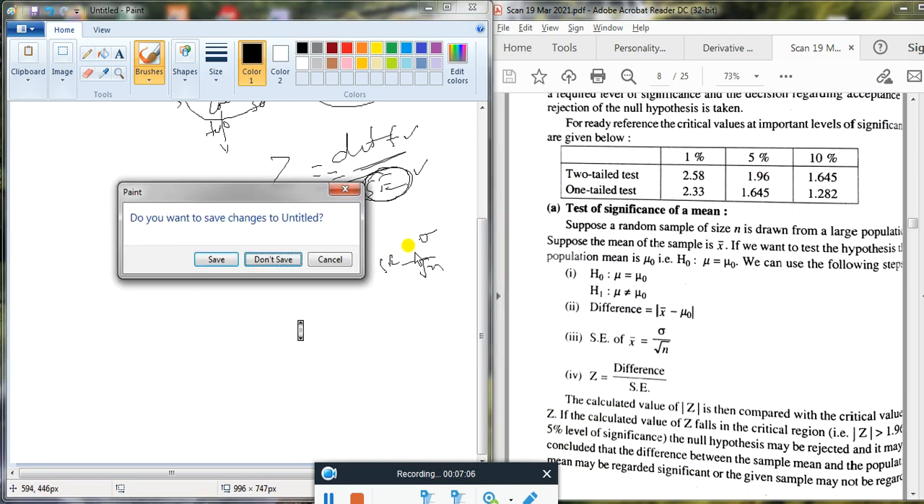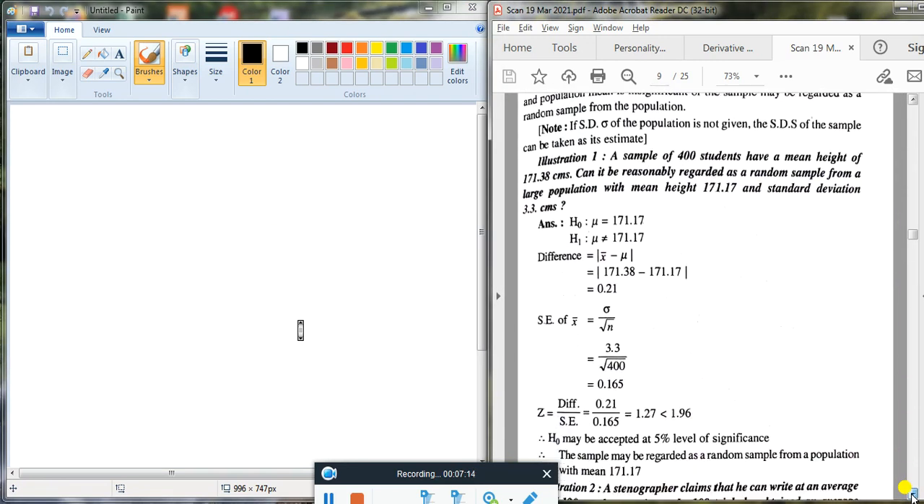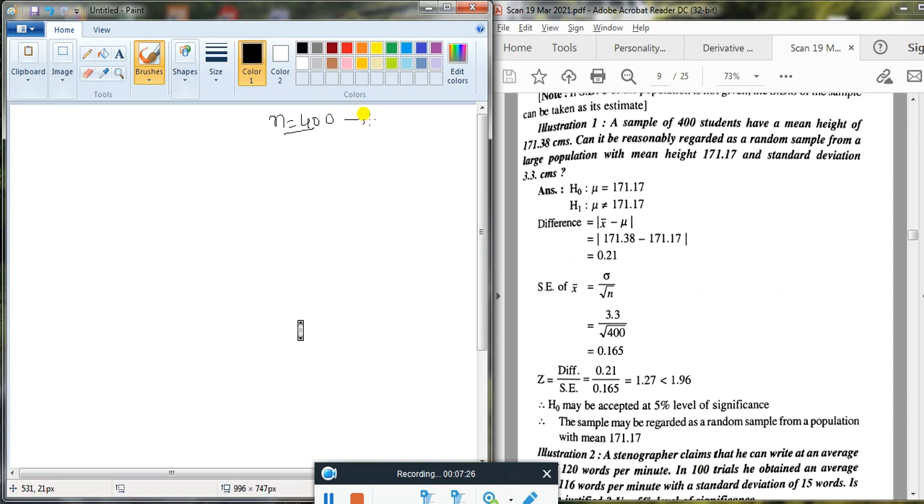Now without discussing much more, let me take one question, and through the question we'll try to understand the story. A sample of 400 students. So let me note the value: a sample of 400 means it is a large sample test, sample size more than 30. Now the mean height of the sample is 171.38, so x bar value is given, 171.38. Now can it be reasonably regarded as a random sample from a large population with mean height 171.17, and standard deviation sigma 3.3?